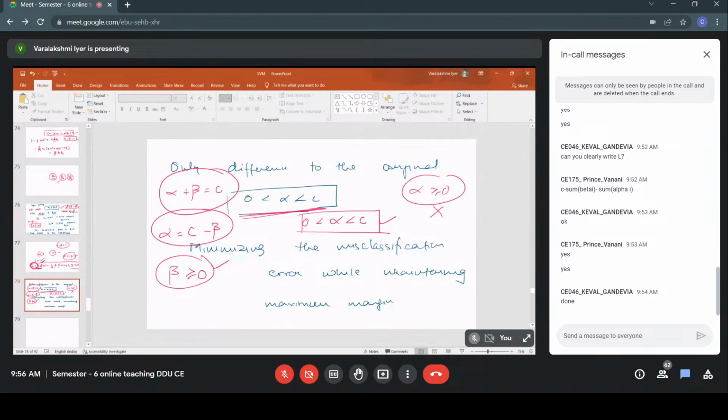So we are minimizing the misclassification error while maintaining the maximum margin. Given this constraint, we are following this constraint also, where 0 less than alpha less than C must be followed. Are you getting this? So the only difference between the hard margin and soft margin after performing this whole calculation will be, ultimately we'll be trying to find the values of alpha to minimize W, b, and zeta. But we'll have a certain constraint on alpha.